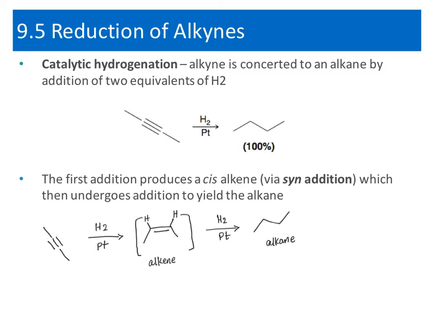So this reaction basically goes through this intermediate, which is an alkene. However, we cannot isolate this intermediate. It is almost impossible to isolate this intermediate. So whenever you have an alkyne and hydrogen molecule with some sort of metal, such as platinum, palladium, or nickel, you are going to reduce that alkyne all the way to alkane. You cannot stop the reaction and isolate the alkene.